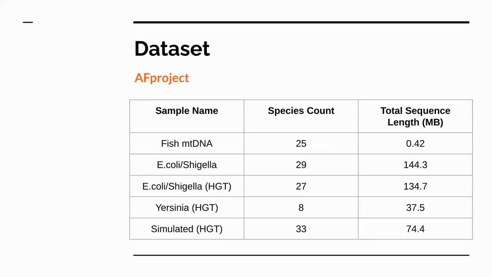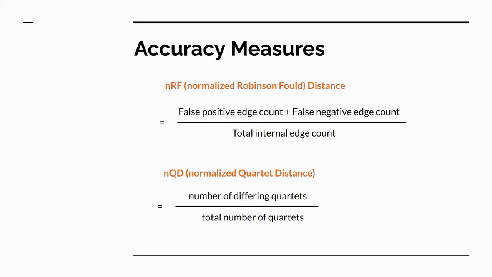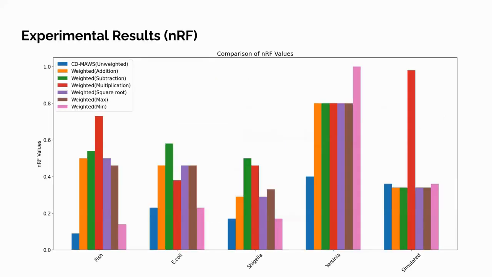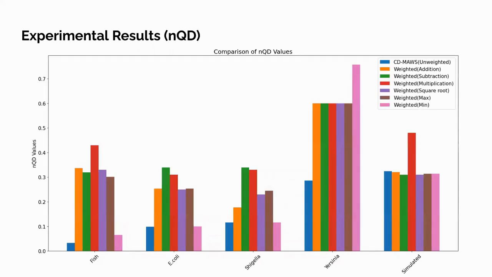We experimented on the AF project dataset using the accuracy measures NRF and NQD. And we can see that none of the weighted approaches actually outperform the unweighted approach. Among the weighted approaches, only the mean approach got close to the unweighted approach. The exception was the simulated dataset. We can see that most of the weighted approaches actually beat the unweighted approach there. But overall, we can see that the weighted schemes did not work, at least for these schemes. And the same result was found for the NQD.